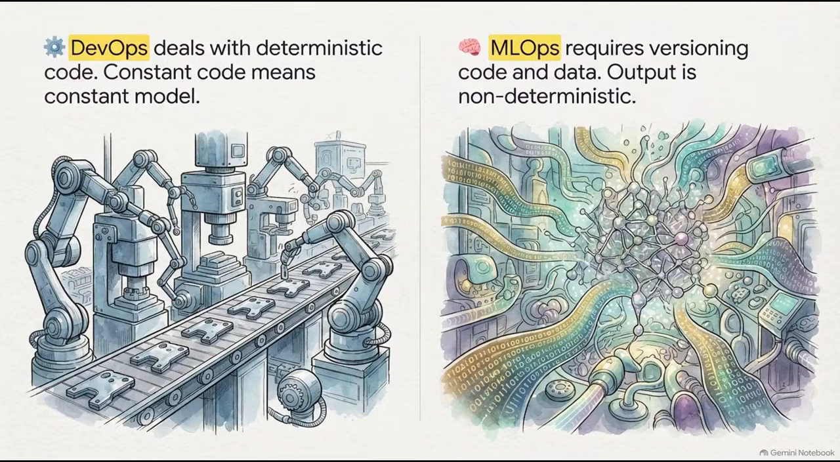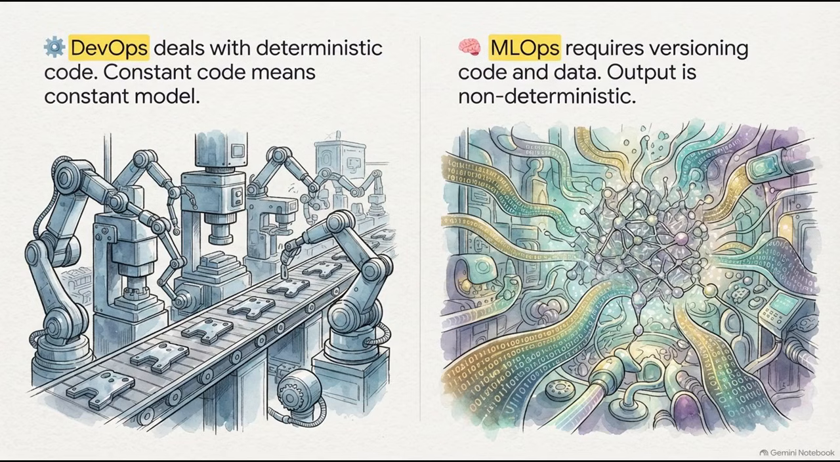So you might be wondering, why does standard IT operations, which have been super successful for traditional software, suddenly hit a brick wall when confronted with the AI revolution? Well, it all comes down to this core friction point. Traditional DevOps deals with deterministic code, right? If the code doesn't change, the output doesn't change.